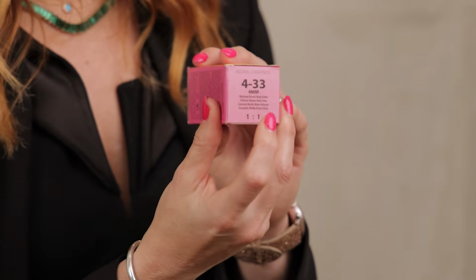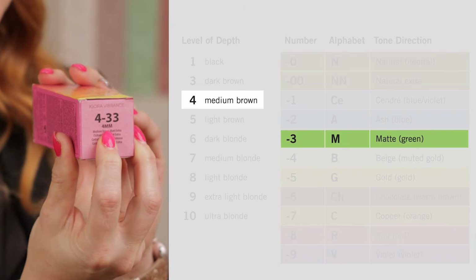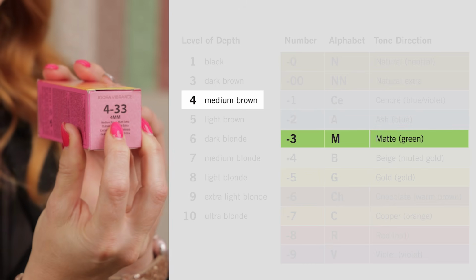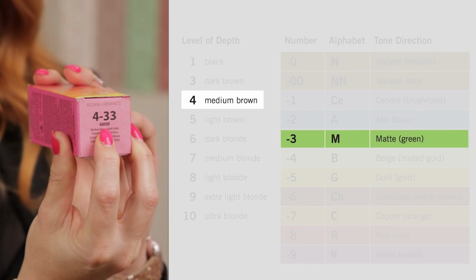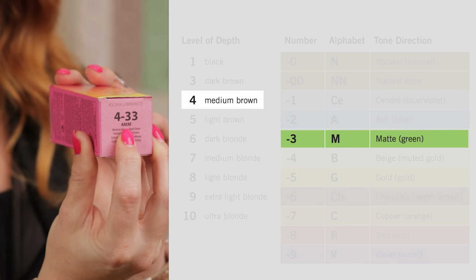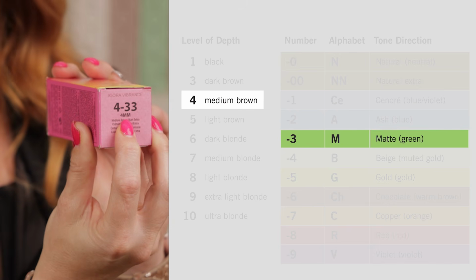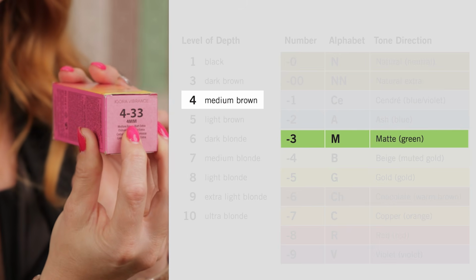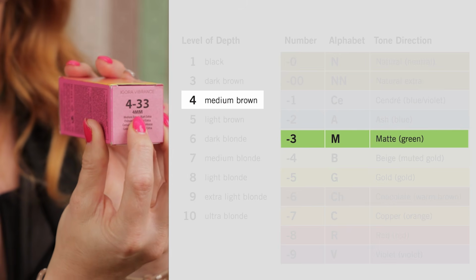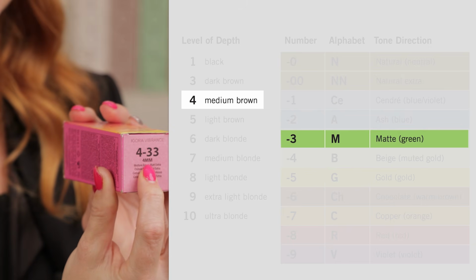This one is 4-33. So that is a level 4 matte extra. Whenever we have two numbers after the dash, that means there's two of those colors behind it. So matte extra means level 4 matte. So that means green extra. So when we're seeing 4-33, that's a 4-MM matte extra, which is going to counteract any red shades at that level 4.